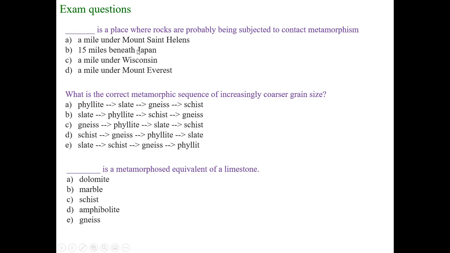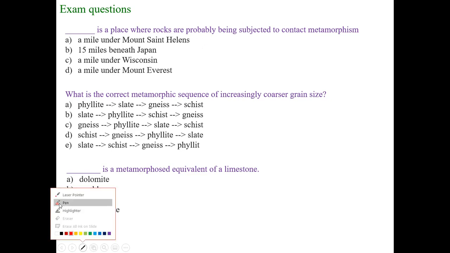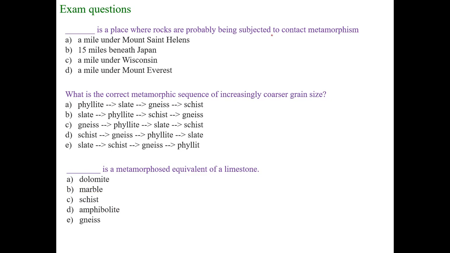Here are some specific exam questions. Blankety blank is a place where rocks are probably being subjected to contact metamorphism. So you're looking for something that's going to have high temperatures but low pressures. A mile under Mount St. Helens, 15 miles under Japan, a mile under Wisconsin, a mile under Mount Everest. We're looking for high temperatures, low pressures.